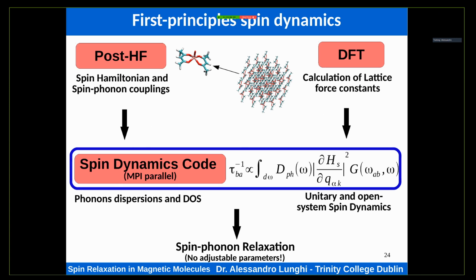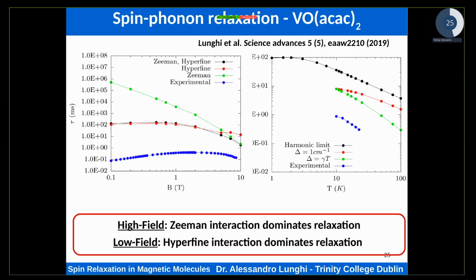And it's important to stress that there are no adjustable parameters inside the entire procedure. So given a level of theory, given the X-ray structure for molecular compounds, you get at the end the non-equilibrium spin dynamics. So let's see some results.